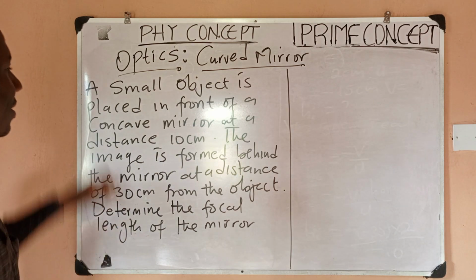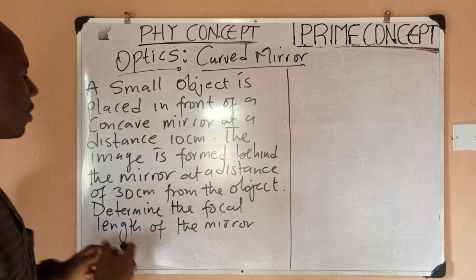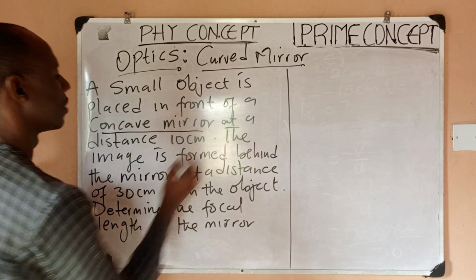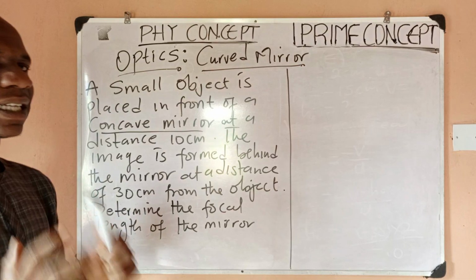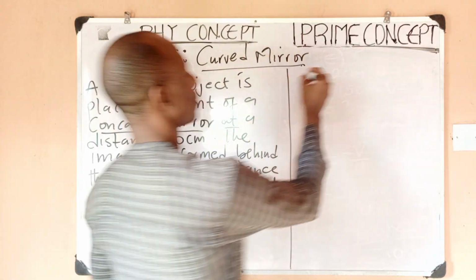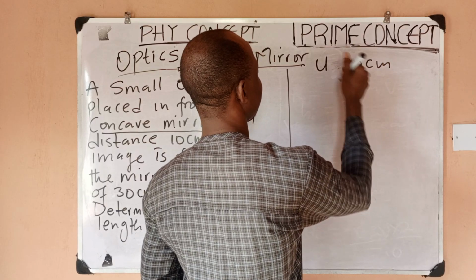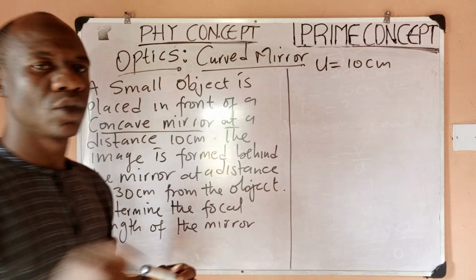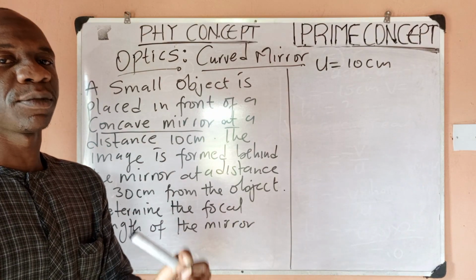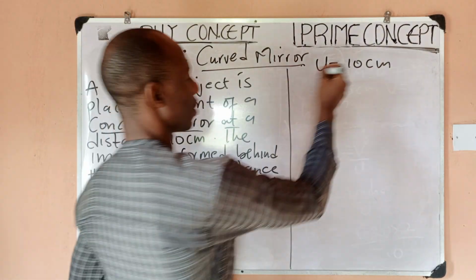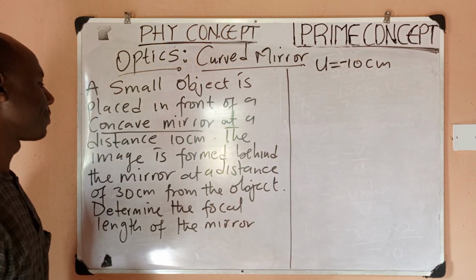They said that a small object is placed in front of a concave mirror. So we're still dealing with a concave mirror at a distance of 10 cm. So it means that the object distance u is 10 cm, right? Now, we also know that the object distance for our concave and even convex mirror is always negative. So we're going to attach a minus to this. So we have minus 10 cm.